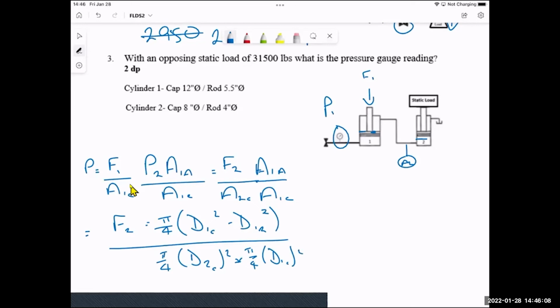And why I like doing this is because I'm lazy. Well, that and other things. And pi over 4 cancels out, so it makes my math easier. It also eliminated a couple of opportunities for error, and that's a huge thing in design.